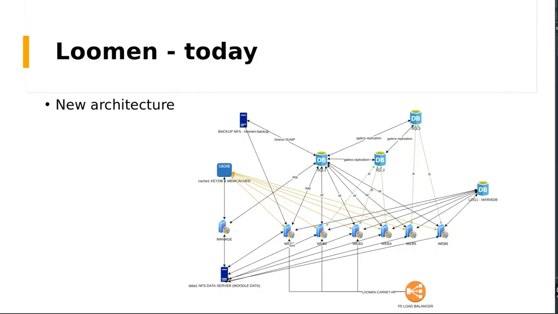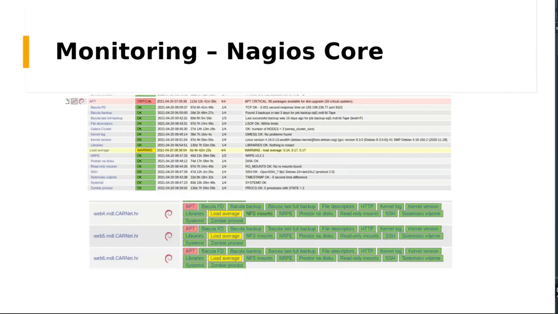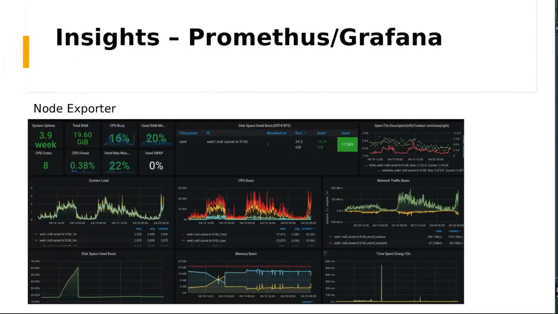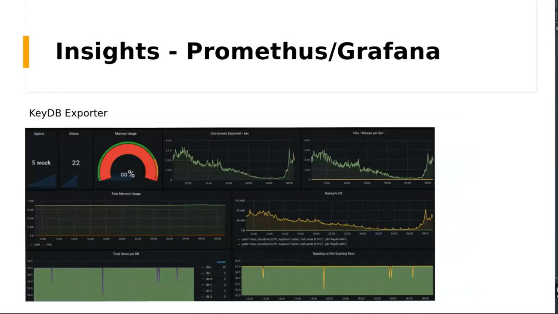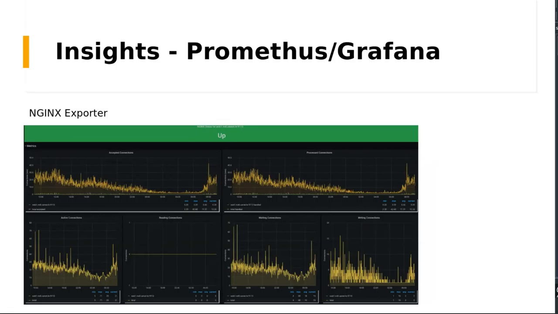Okay, I'll just move the slide. For monitoring, we are using a variety of different Nagios checks. For insight, we are using Prometheus and Grafana, same as everybody else. Here you can see a simple node exporter. The exporters we are using are primarily for PHP-FPM. This one is actually for Redis, but it works on KeyDB because it's a drop-in replacement for Redis. We have an Nginx exporter and a MySQL exporter.